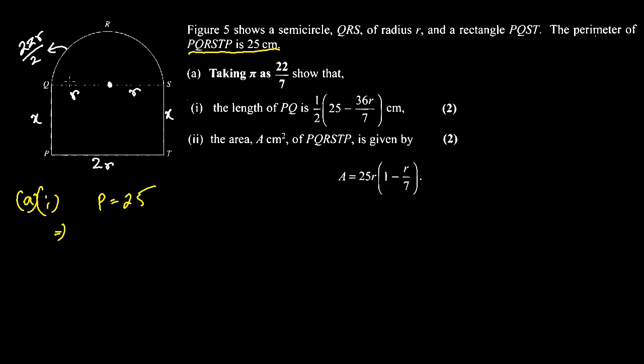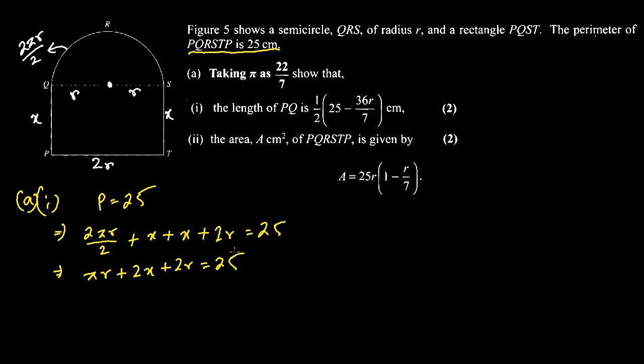So we have the arc, which is a semicircular arc. This is 2 pi r divided by 2, plus we have this side x, plus this side x, and plus this is twice r. Together the perimeter is 25. Now if we simplify, pi and pi cancel, 2 and 2 cancel, this would be pi r plus twice x plus 2r equals 25.